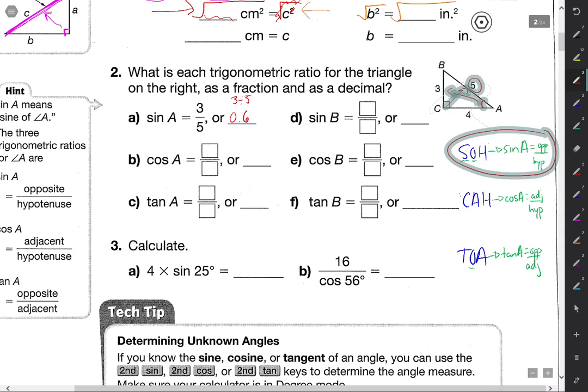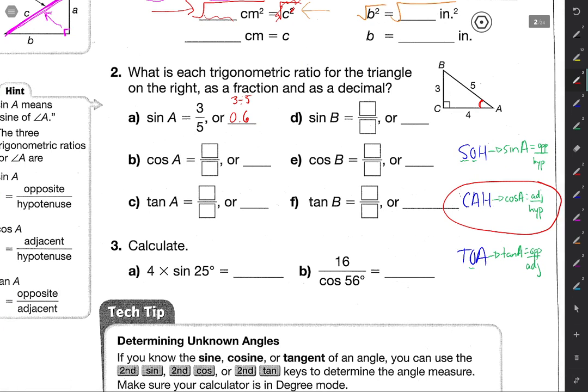So now let's try B together. The cos of A is equal to what? So I'm going to put a little angle on A, and now using SOHCAHTOA, we know that the cos of A, or the cos of any angle, is equal to adjacent over hypotenuse. That's where the A and the H come from, adjacent over hypotenuse.